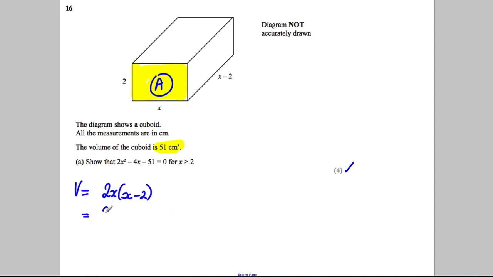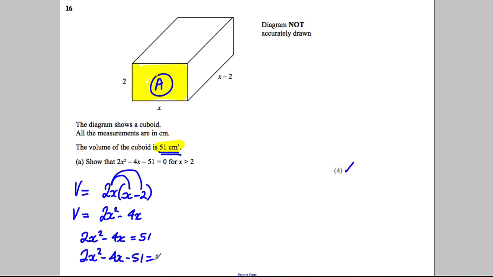So if we expand this, we would have 2x squared subtract 4x. 2x multiplied by x is 2x squared, 2x multiplied by negative 2 would be negative 4x. So that's the volume in terms of x. So we know that 2x squared subtract 4x must equal, we're told, 51. And if we subtract the 51 off both sides, bring the 51 to the left, we would have that 2x squared subtract 4x subtract 51 is equal to 0, and we'd be done in that regard. So that's the first question done. Take a look at the next one, pause the video, try it, I'll go through.